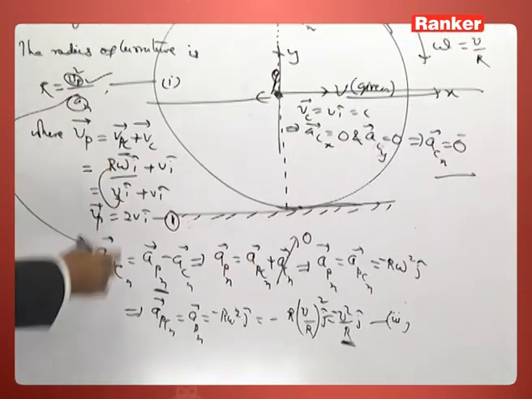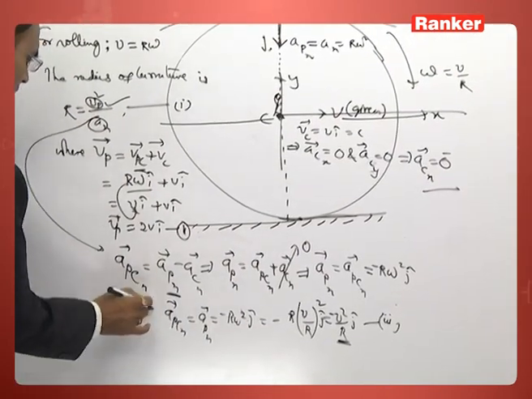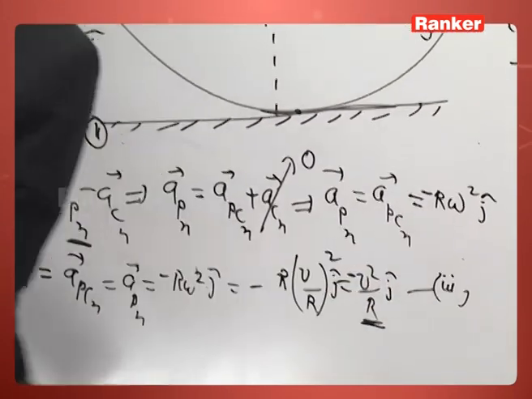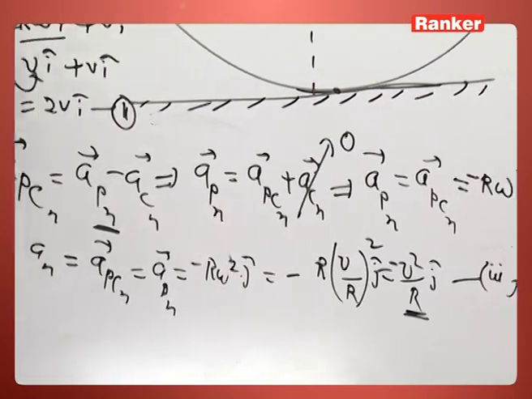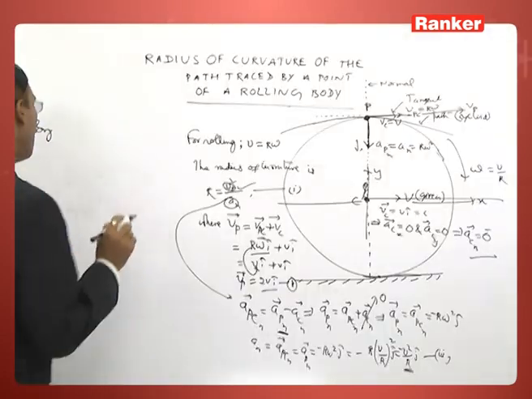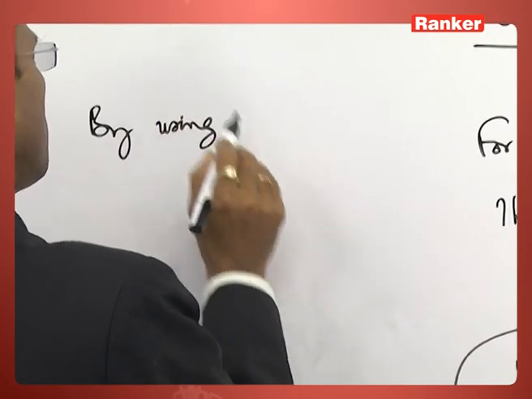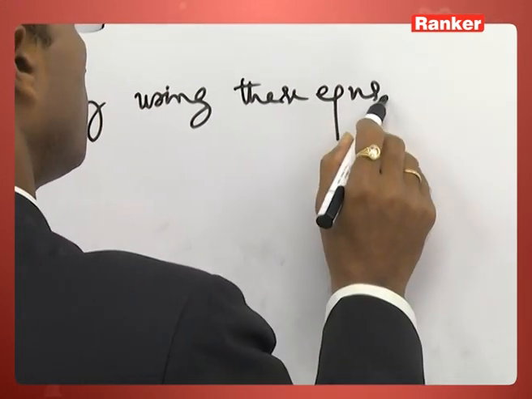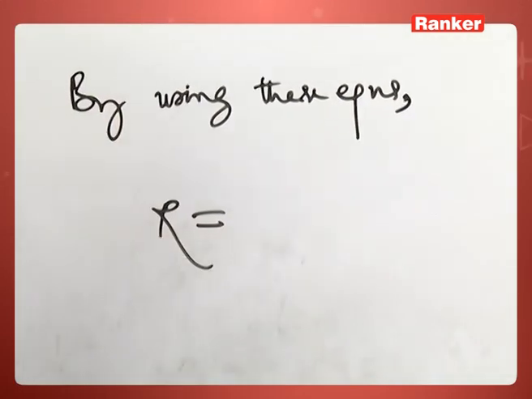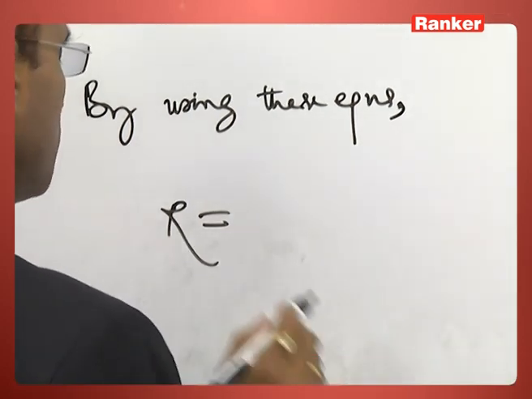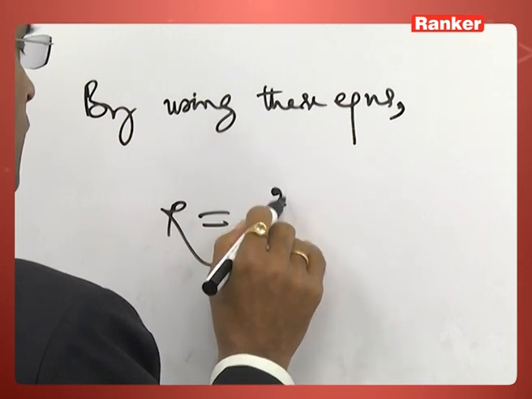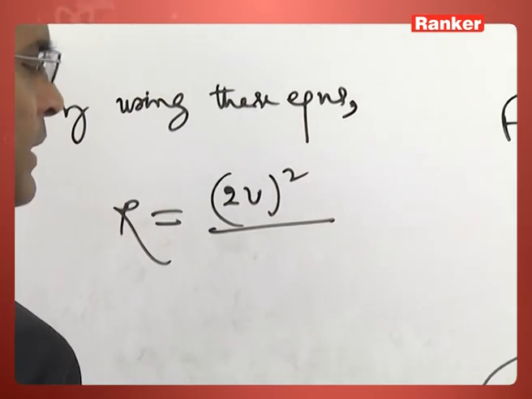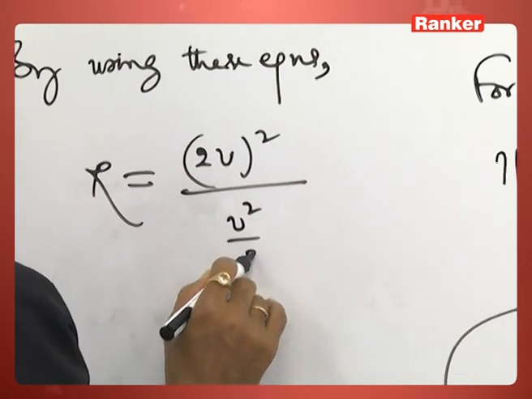Substituting the normal acceleration of the point P from equation 3 and the velocity of the particle from equation 2 in equation 1, by using these equations, we can write r is equal to velocity of the point P, that is 2v, square of this, upon acceleration of this point P, that's equal to v square by r.